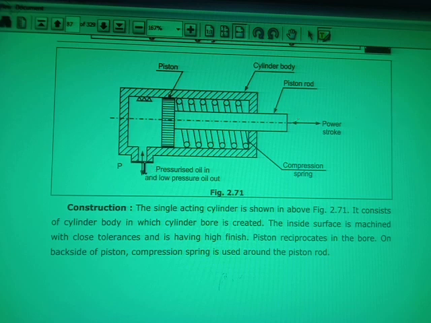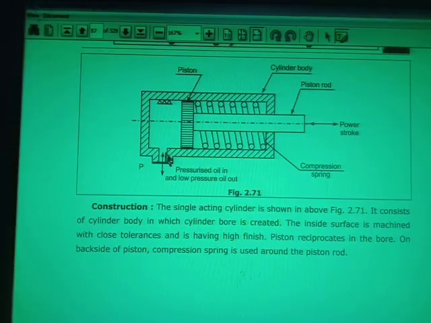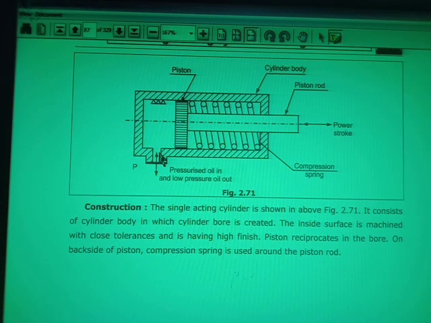So what happens when the high pressure hydraulic oil comes here? Due to that high pressure hydraulic oil, the piston will start moving in the forward direction, and whatever work is there, that work will be performed, or whatever motion is required, that motion will be generated. The piston will move till the end of the stroke, and when it comes here, I will change the position of the direction control valve.